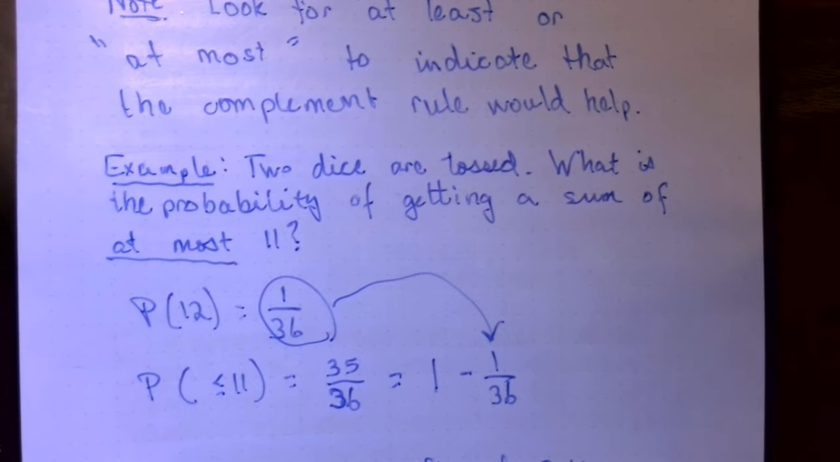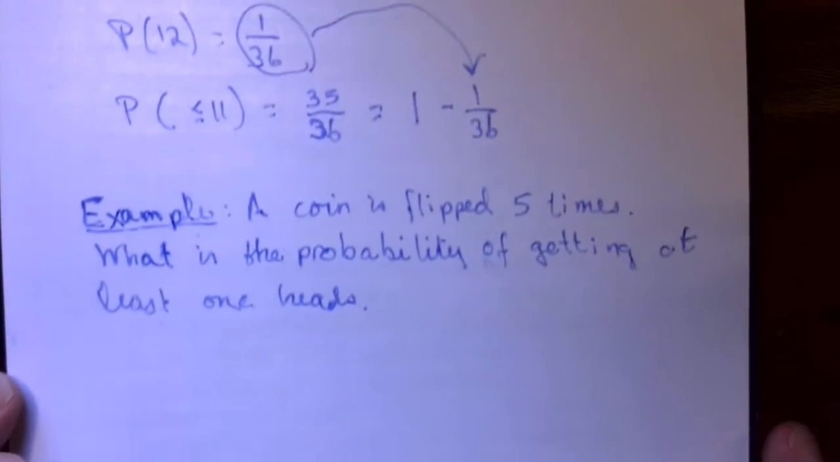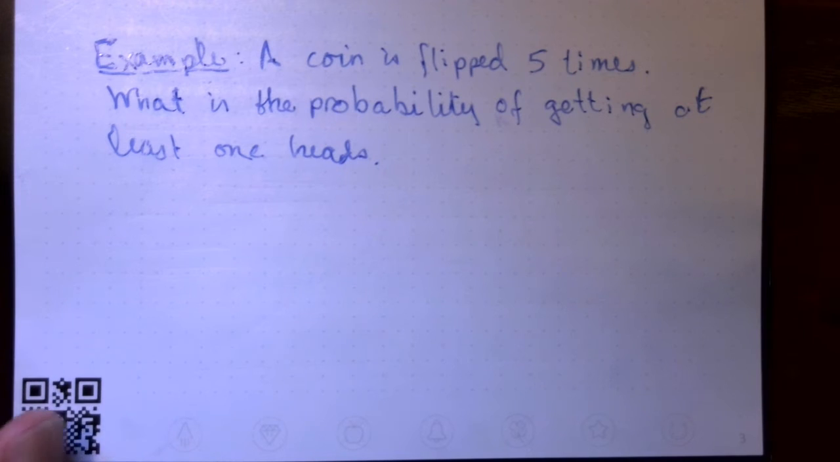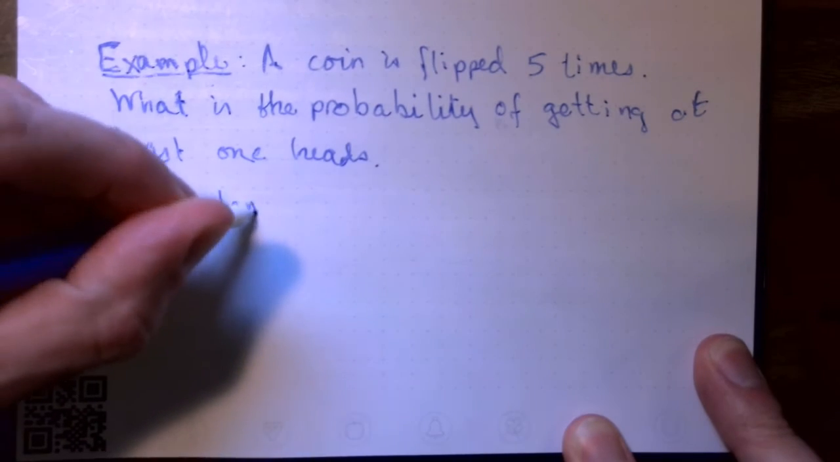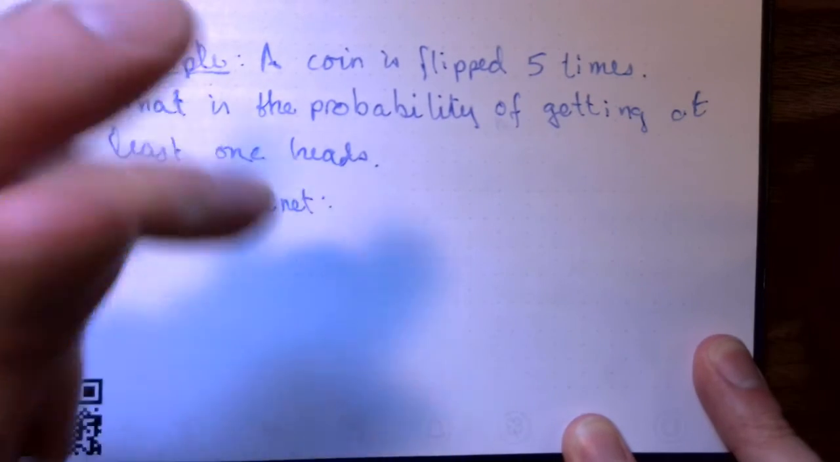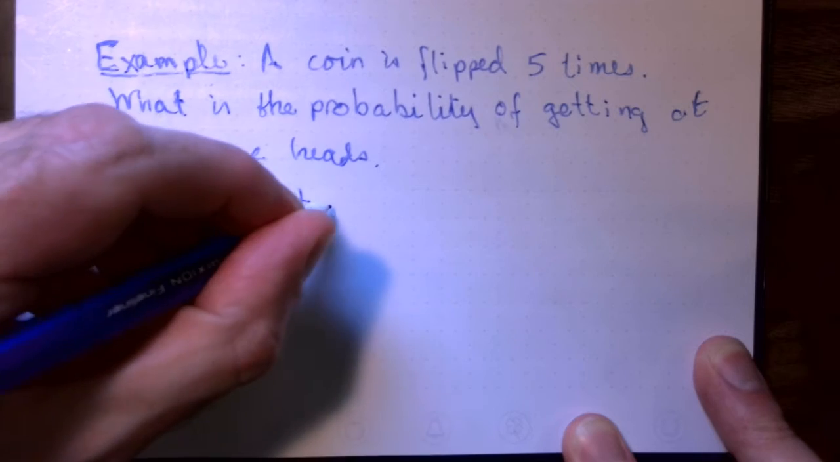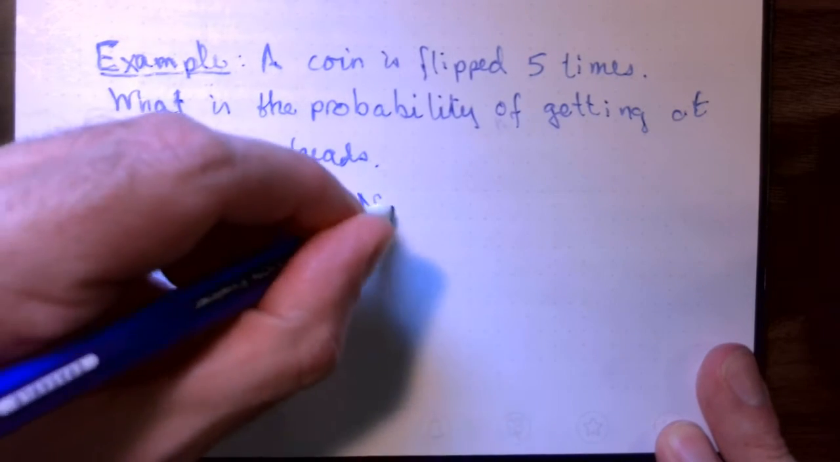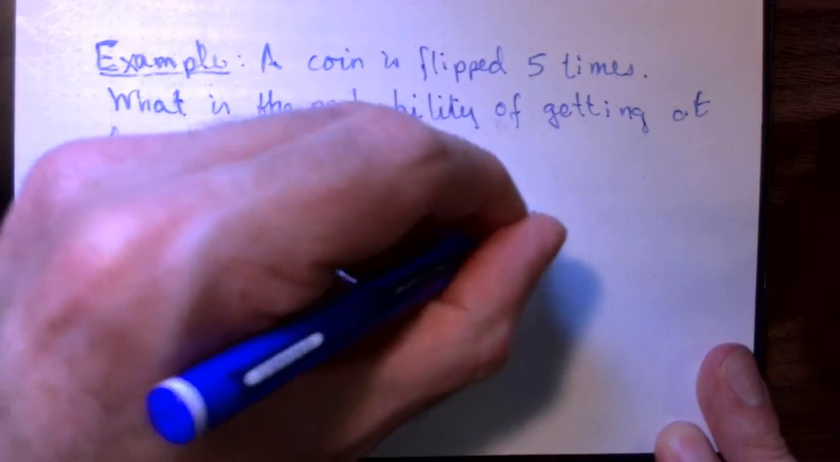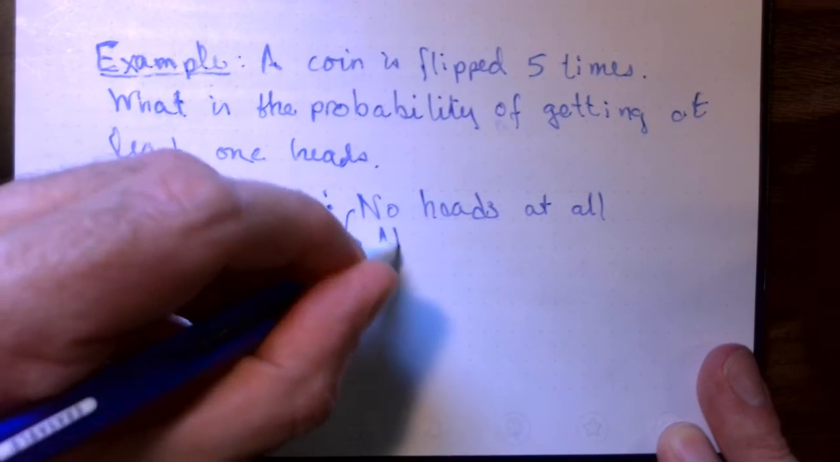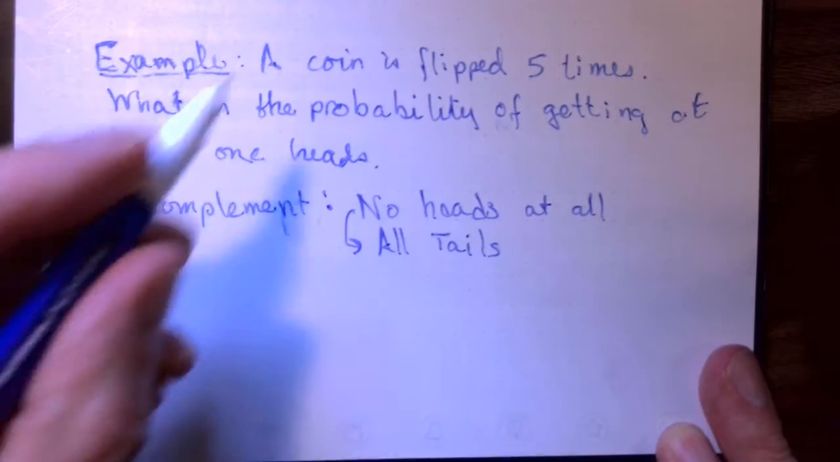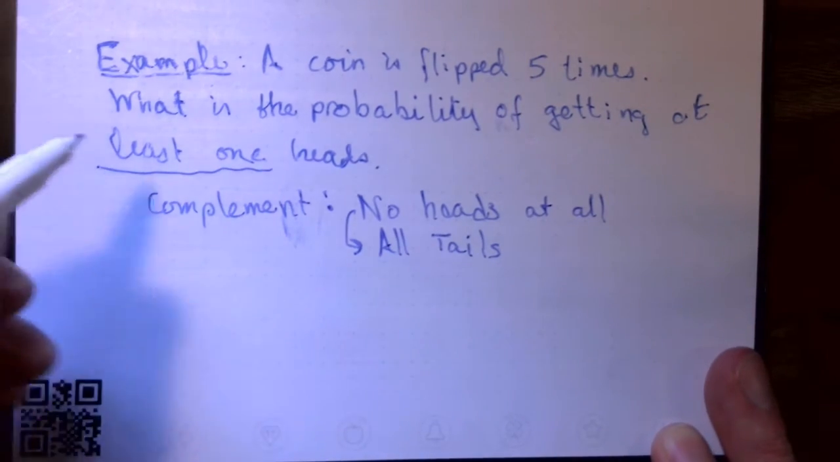Let's look at another example down here. We're going to toss a coin 5 times, and we want to know the probability of getting at least 1 heads. Now the complement of getting at least 1 heads is no heads at all, or all tails. Notice we see the keywords at least 1.